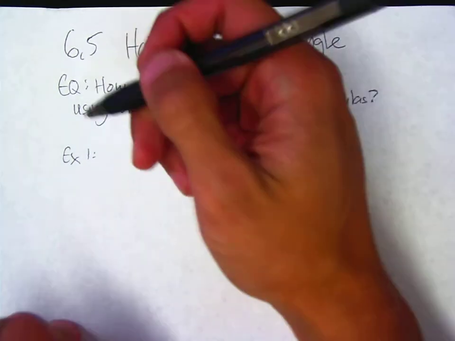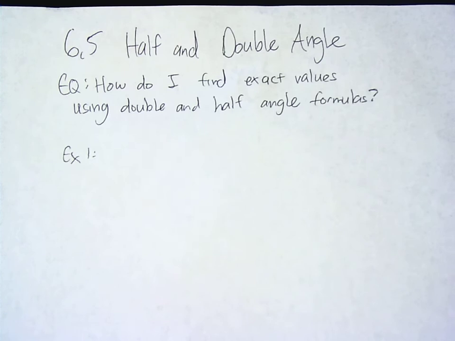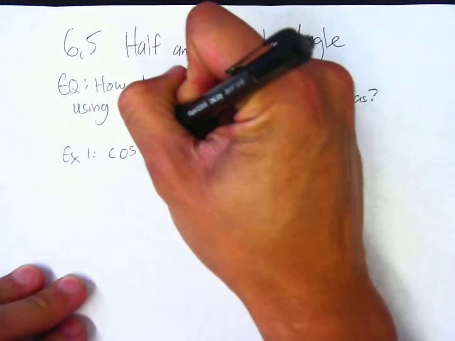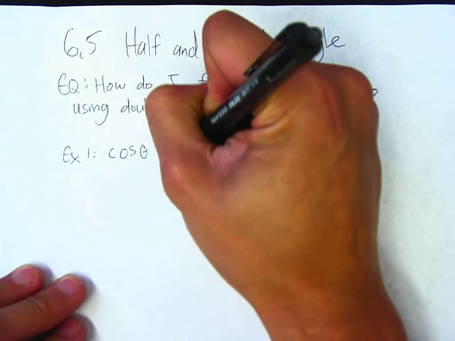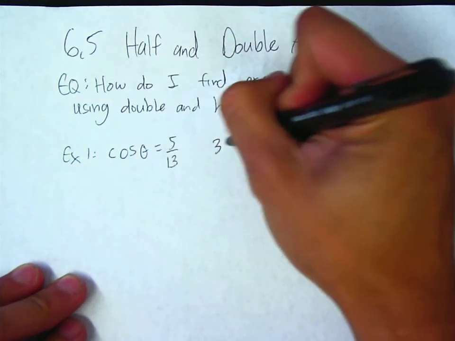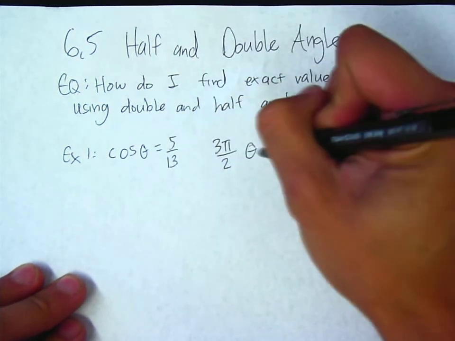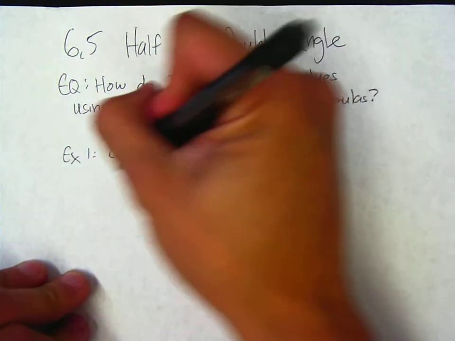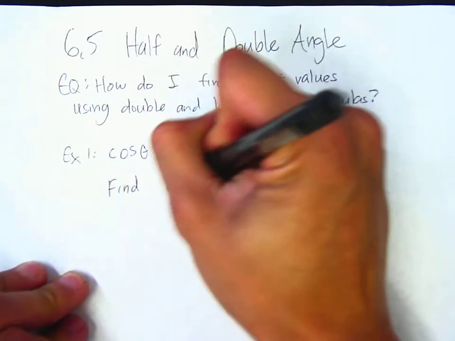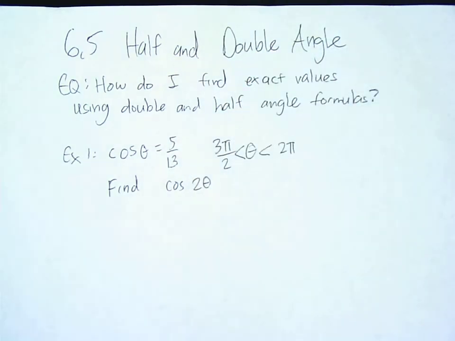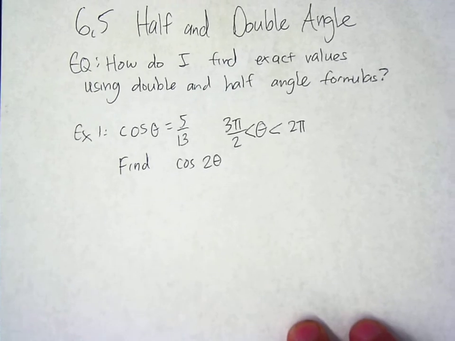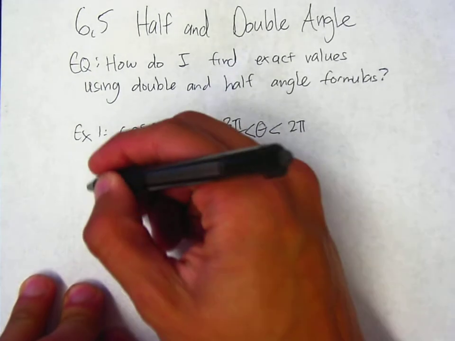Okay, so example 1 is, they'll give me cosine of theta is 5/13. Theta is between 3 pi over 2 and 2 pi. And then find cosine of 2 theta. Okay, so what I'm going to do is, first I have to draw a triangle, just like yesterday. So I'm going to draw a triangle.